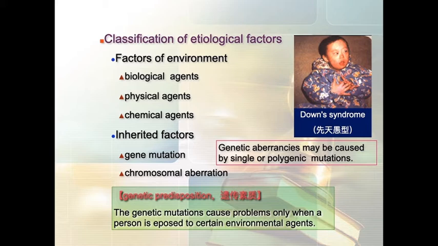Genetic predisposition. We mentioned predisposing factors. Here we have genetic predisposition. The genetic mutations cause problems only when a person is exposed, sorry, I missed X here, to certain environmental agents. This genetic predisposition, we call it genetic susceptibility too.